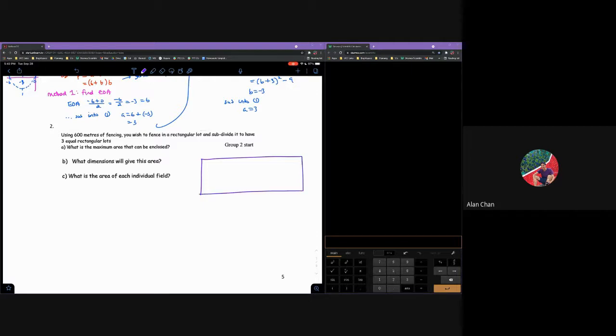Okay, better. And we have 3 equal parts. So here's 3. I mean, they're kind of equal, right? And we have 600 meters of fencing. Now, that's a lot of fencing, right? We need fences for all the sides.